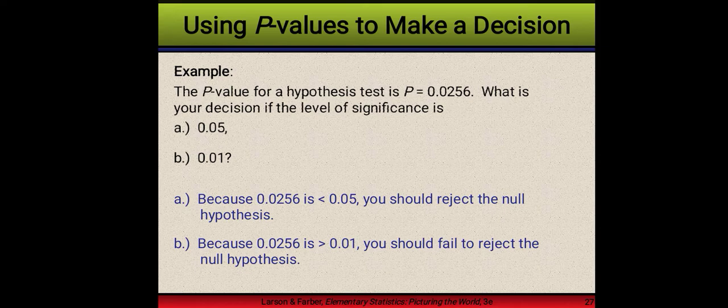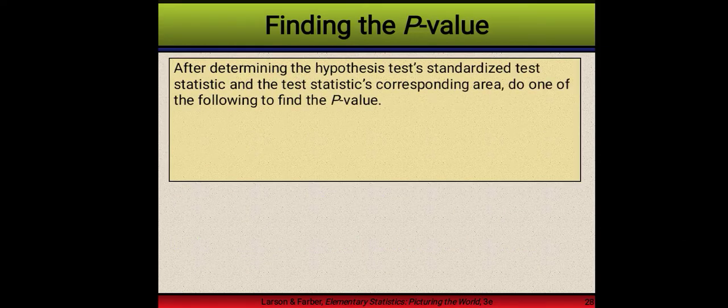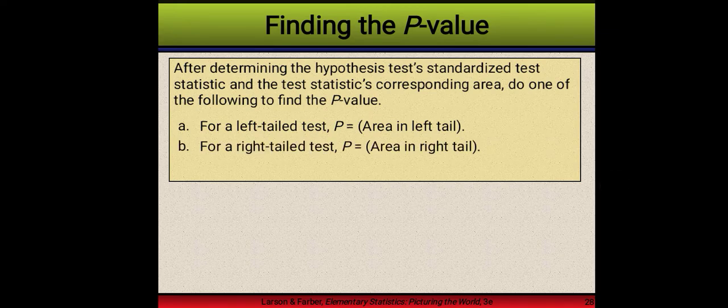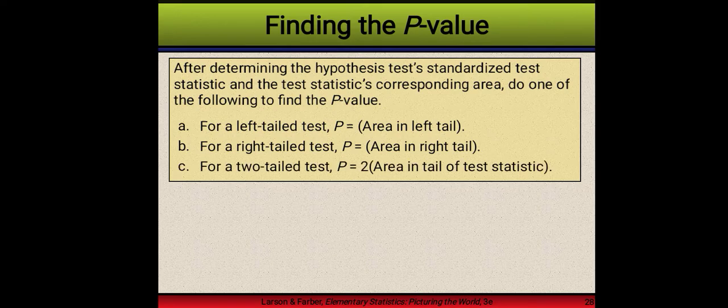Finding the p-value. After determining the hypothesis test's standardized test statistic and the test statistic's corresponding area, do one of the following to find the p-value. For a left-tailed test, P equals the area in the left tail. For a right-tailed test, P equals the area in the right tail. And for a two-tailed test, P equals twice the area in the tail of the test statistic. Since it's a two-tailed test, there is a duplication, or the representation of 2.